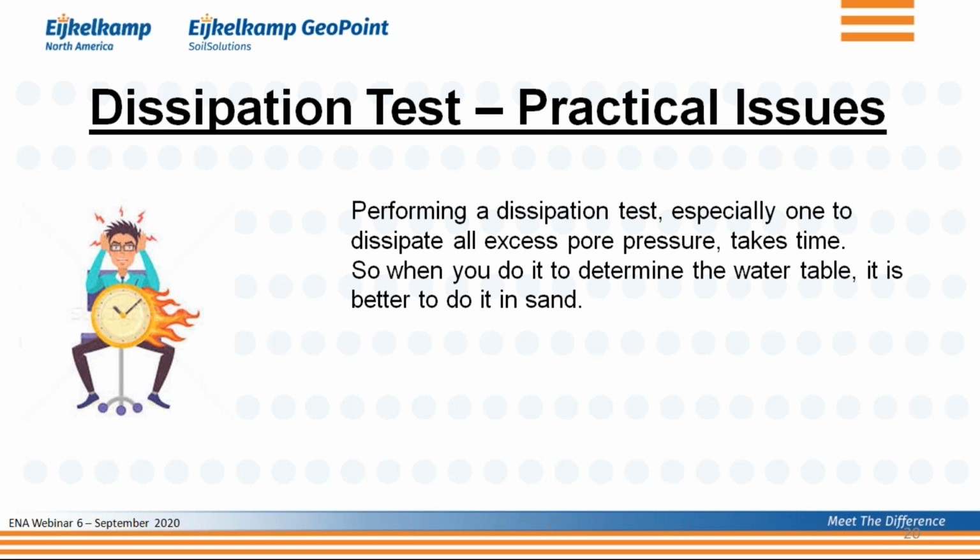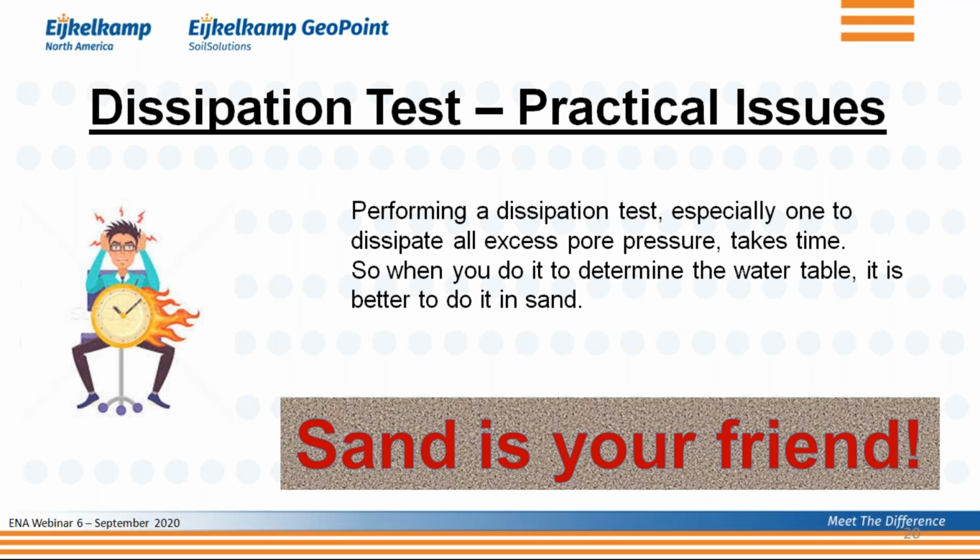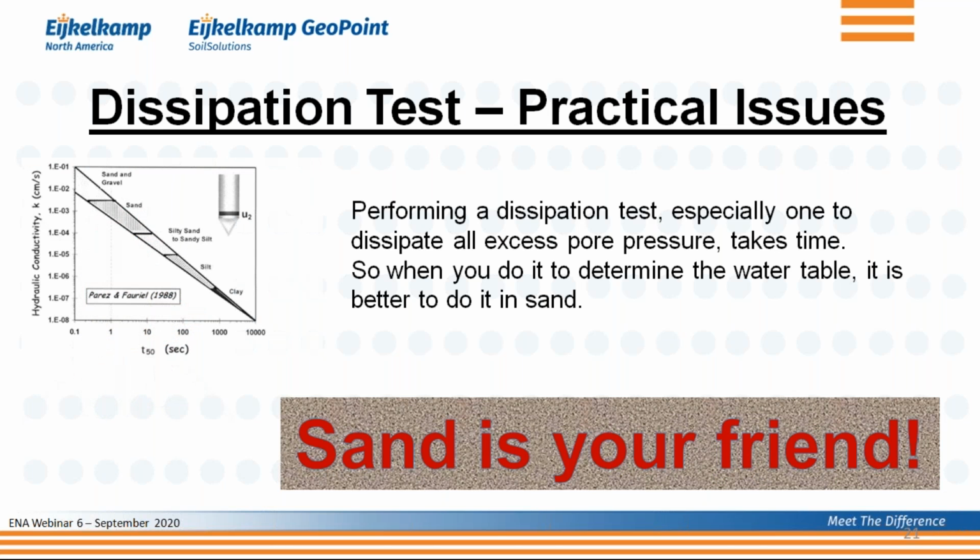And that brings me immediately to the practical issues. The first one is it could take quite a bit of time. And if you're in a hurry and you do your dissipation test in certain soils, it is sometimes a big problem. Now, when you want to determine the water table, you better do it in sand, because as I showed you earlier, sand is your friend. And what do I mean by that? Going back to this one, you see that in sand you have a T50 of about 1 second, 10 seconds, 30 seconds, something like that, but relatively short.